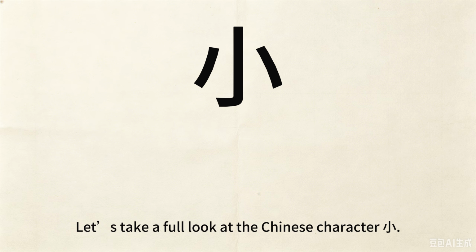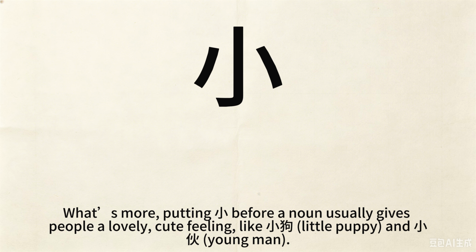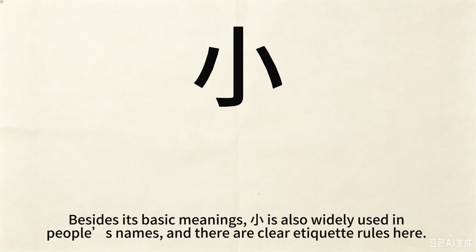Let's take a full look at the Chinese character 小. First, its core meanings. It describes something small in size. Since newborn creatures are tiny, it also means young. What's more, putting 小 before a noun usually gives people a lovely, cute feeling, like 小狗 and 小伙. Besides its basic meanings, 小 is also widely used in people's names, and there are clear etiquette rules here.